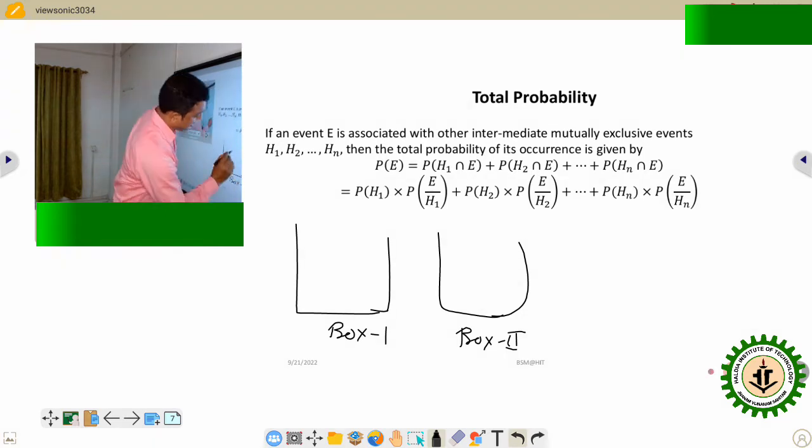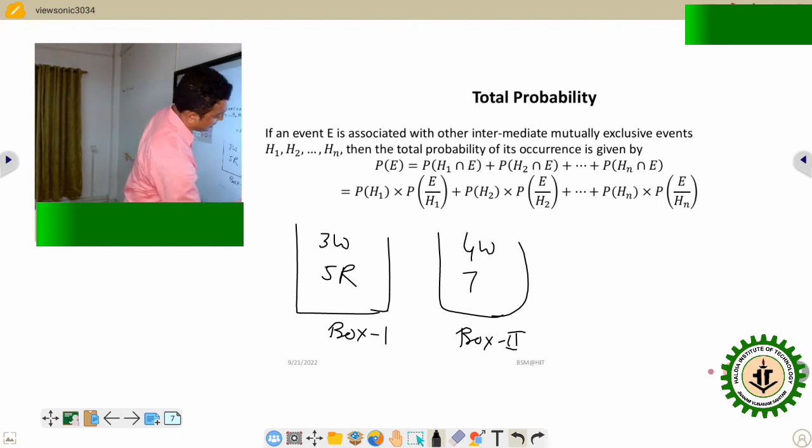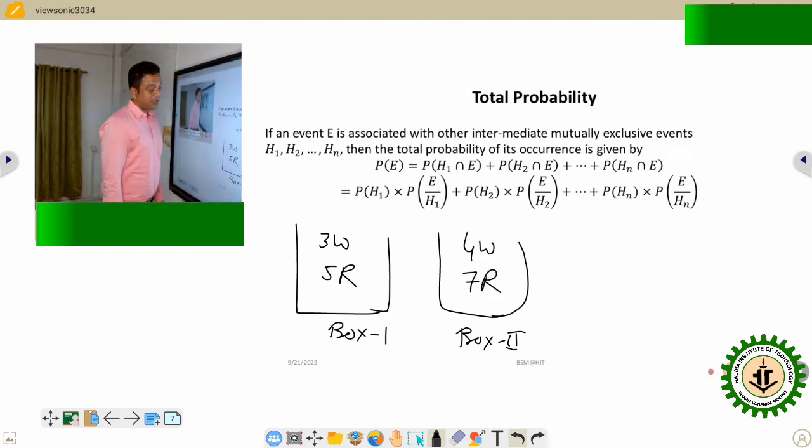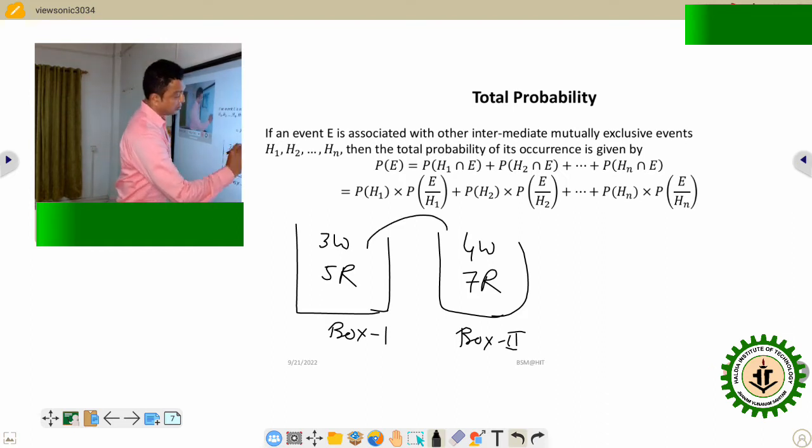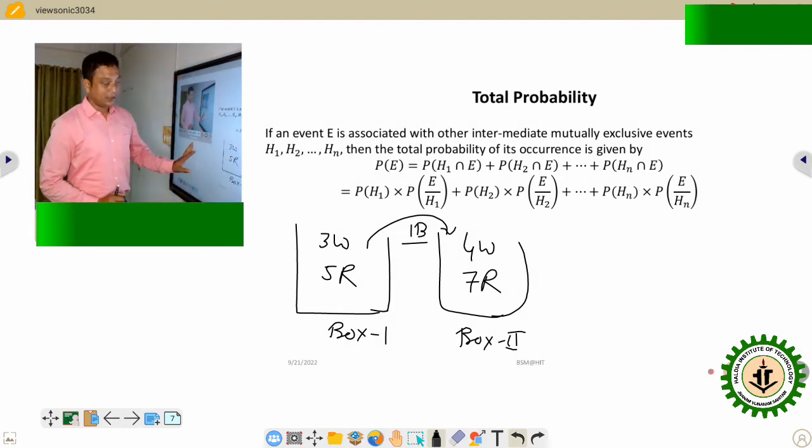Let it contain 3 white balls and 5 red balls. The second box contains 4 white balls and 7 red balls. Now what is happening here? One ball is transferred from box 1 to box 2. Okay, one ball only. I am not writing any color here, so the color is not known to you.